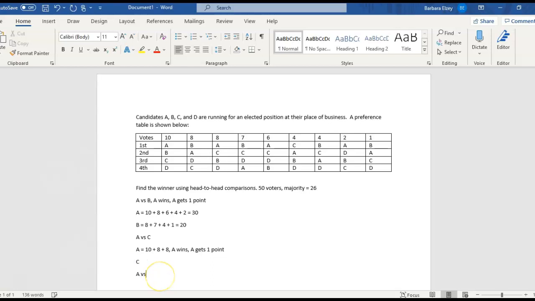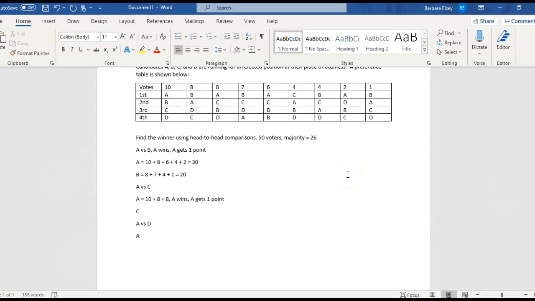All right, let's compare A to D. We may find a similar process there. A gets the first 10, of course. A is preferred to D, so it gets the next 8. A gets the next 8 here, and that's 26 already, so we don't have to keep going. A's already got a majority, so A wins, and A gets 1 point.